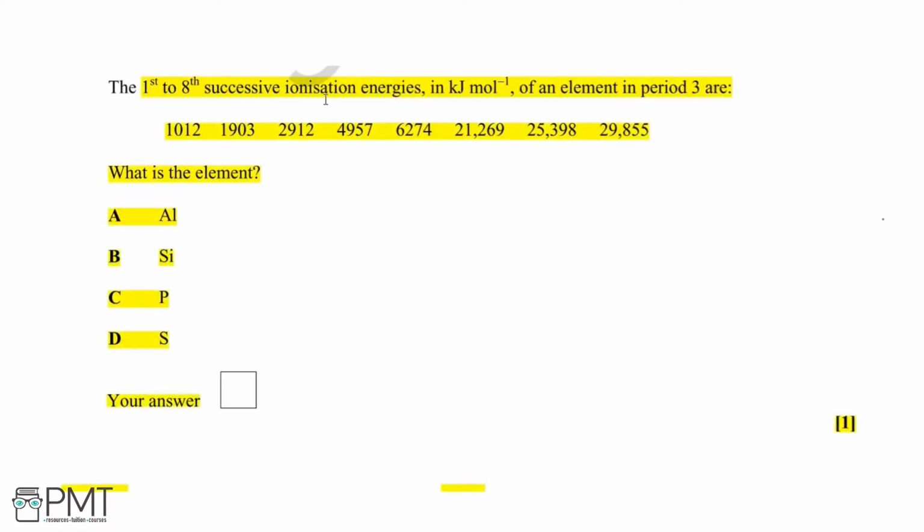The first 8 successive ionization energies in kilojoules per mole of an element in period 3 are shown below. And for this question, we need to identify what element this belongs to. So we've been given these values for our ionization energies, and recalling that ionization energies are the energy required to remove an electron from our species, and we've got the first to the 8th here. So these going from left to right are going to be the energy required to remove the first, the second, the third, the 4th electron, and so on and so forth from our element.